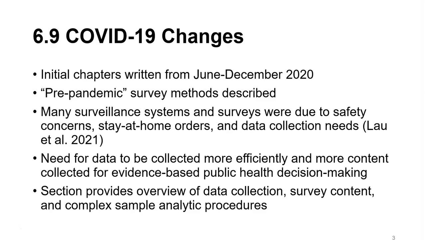Section 6.9, COVID-19 changes. The initial chapters in this textbook were written from June to December 2020, during the initial waves of the COVID-19 pandemic. So pre-pandemic survey methods have been described. However, many surveillance systems and surveys had to be changed due to safety concerns, stay-at-home orders, and data collection needs.